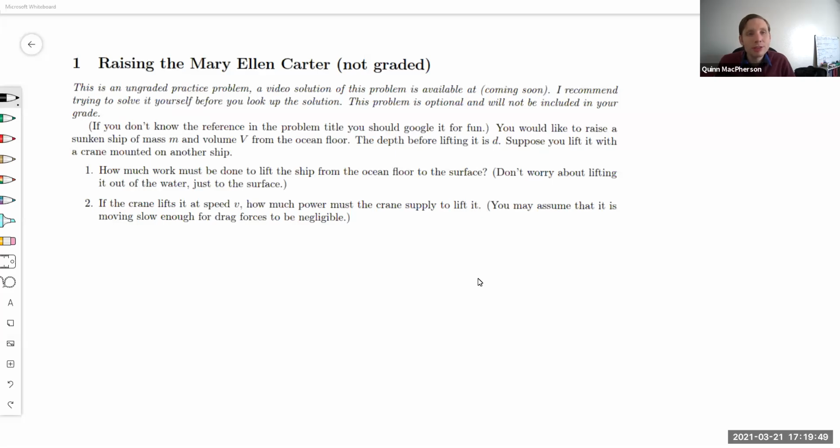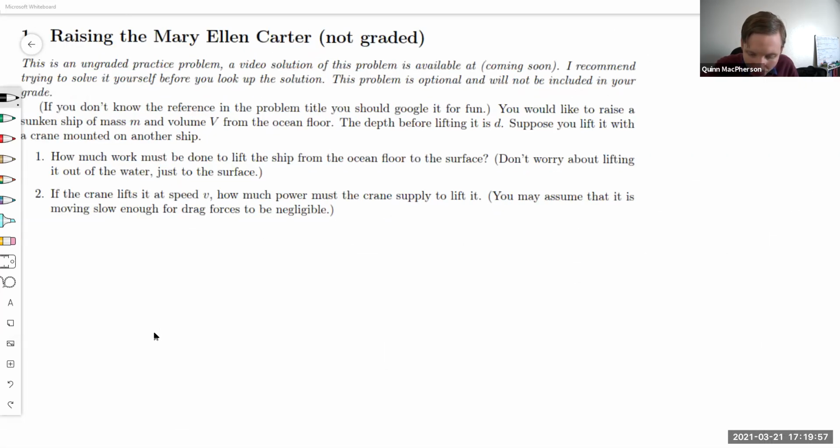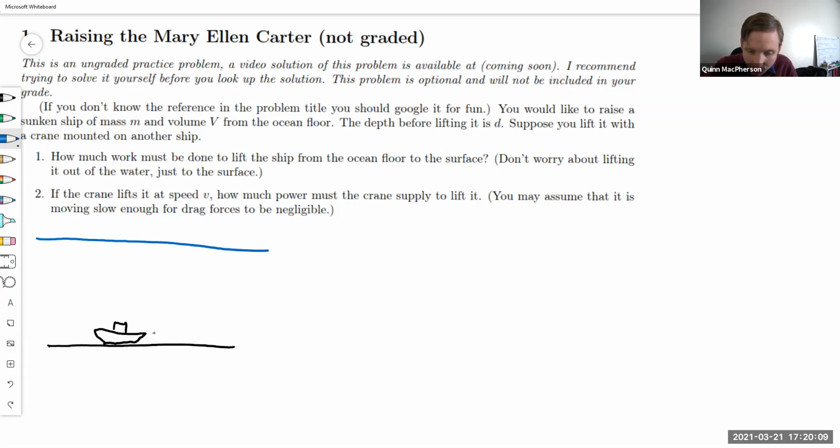Hello. In this video, I'm going to show how to solve the Mary Ellen Carter problem. The problem is that you have a ship on the seafloor. Here's the seafloor, and here's our ship, known as the Mary Ellen Carter. It's under the waves, so we'll put the surface up here, and that is a distance d.